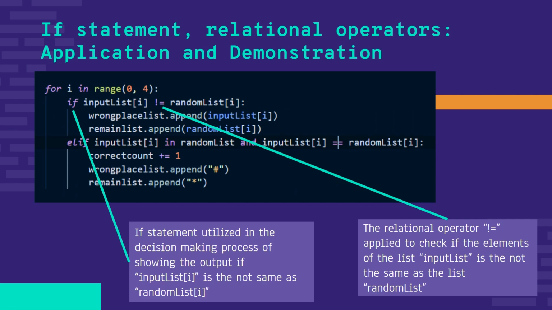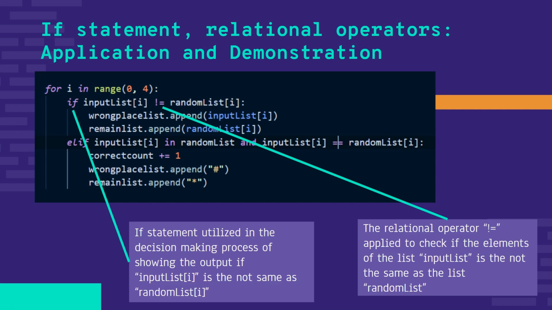For the application of if and relational operators, you can see that the if statement is being utilized to decide what output the program will execute, depending on whether the condition, input list at an index number is not equal to random list at an index number, is true or not. The reason why it knows that it is true is based on the relational operator not equal, as you can see within the condition of the if statement.